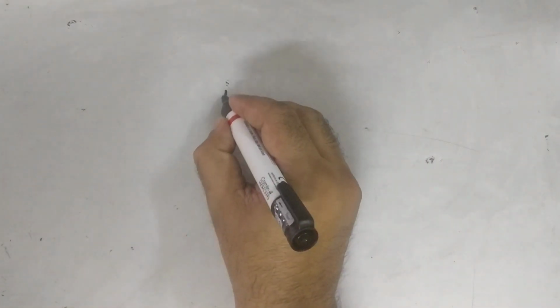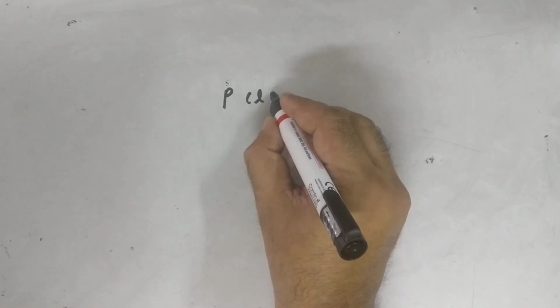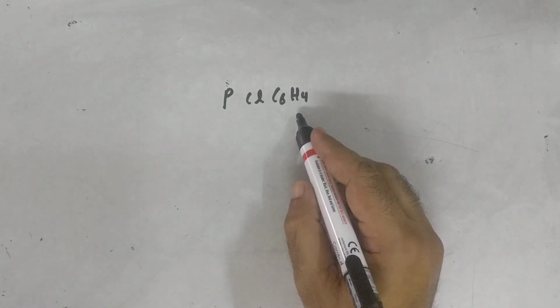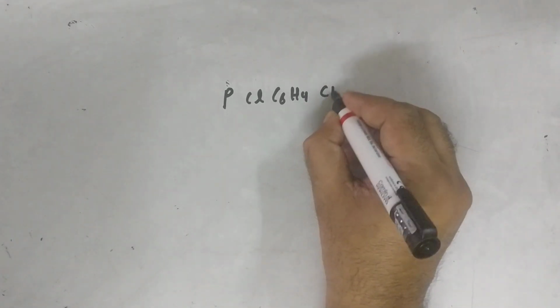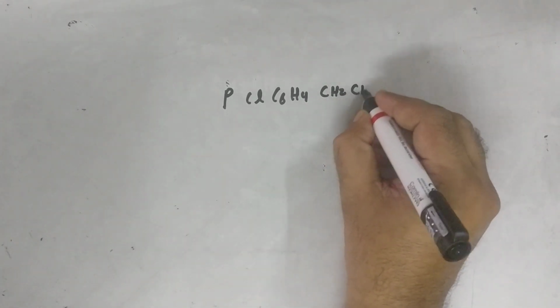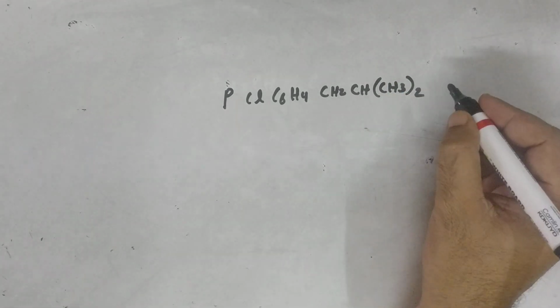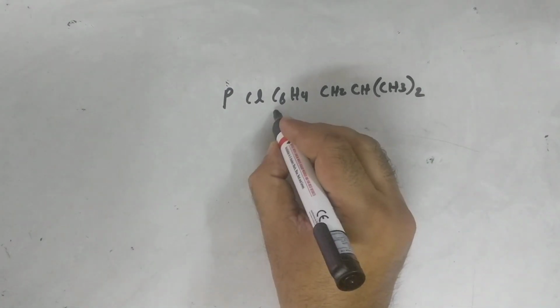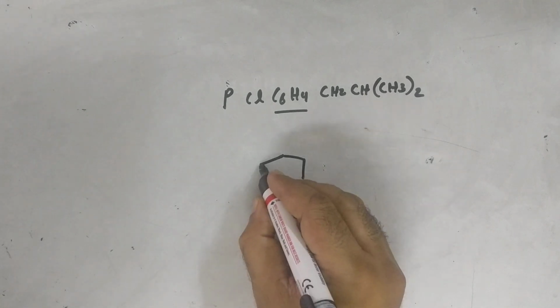Now let's see the next example. Next example is quite interesting. Many people may not be able to draw the expanded form. P stands for para, Cl, C6H4. Wherever you see carbon and hydrogen comparable, think it is a benzene ring. 6 carbon, 4 hydrogen, it has to be a benzene ring. And then we have CH2, CH, CH3 whole twice. First of all, let's see how you will draw the structure of this compound. First of all is benzene. So first of all, let's draw C6H4, that is benzene.